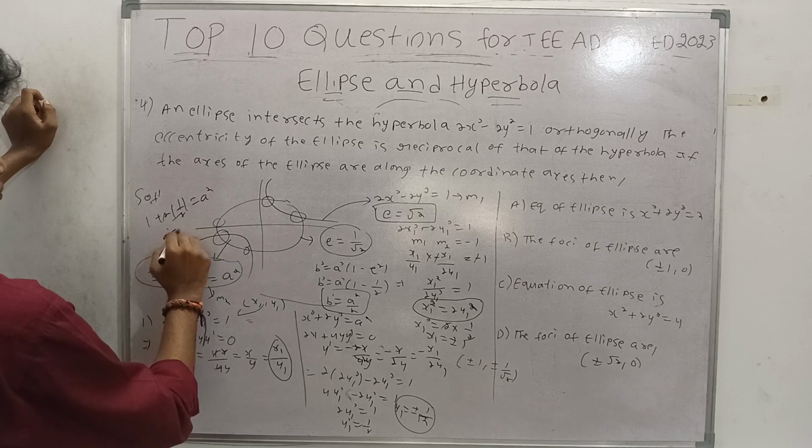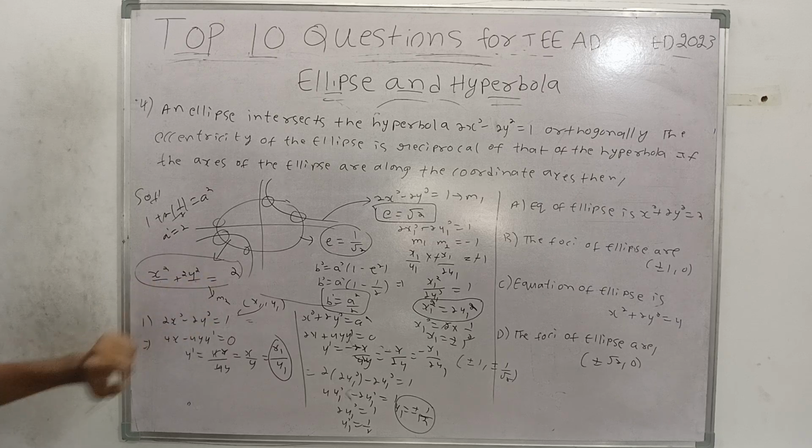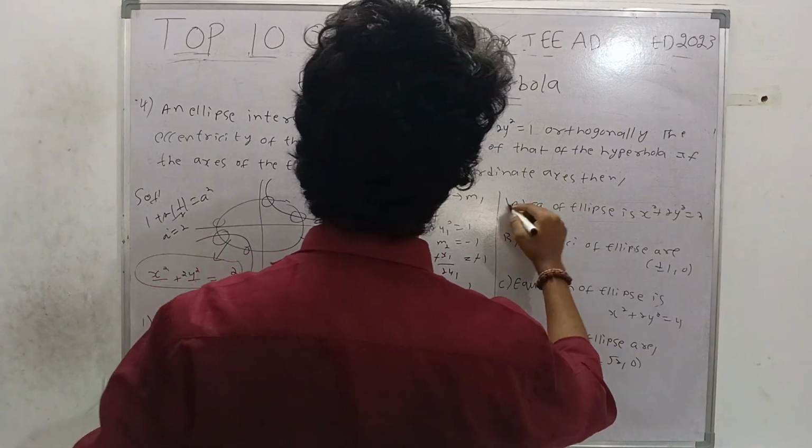So a square equal to 2. If we substitute a square equal to 2 here, what is the final equation? X square plus 2y square equal to 2. So option A is correct.